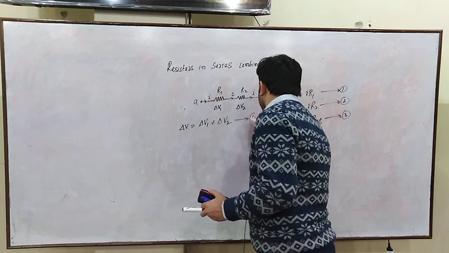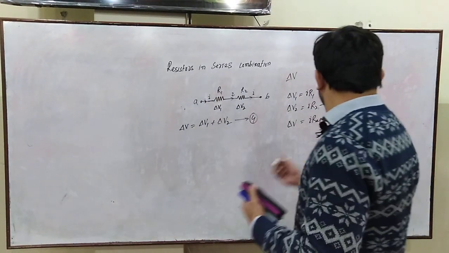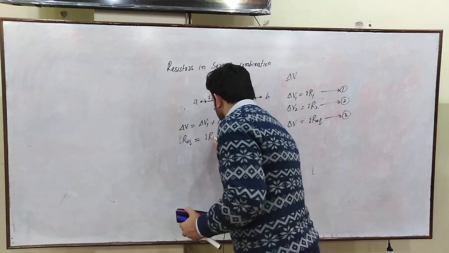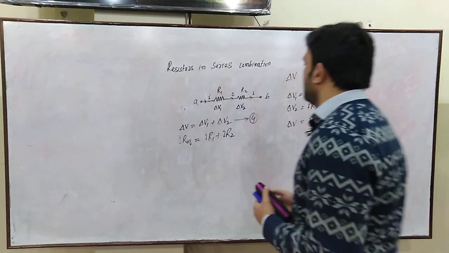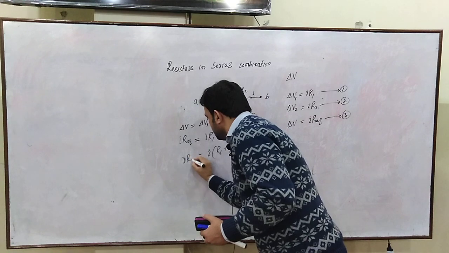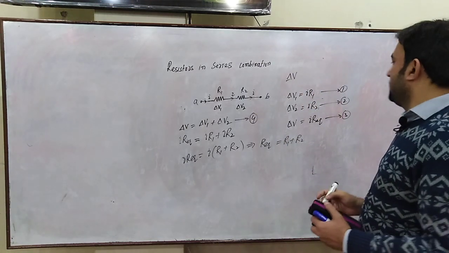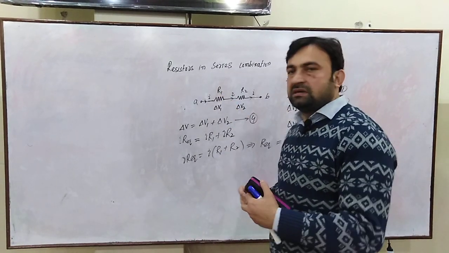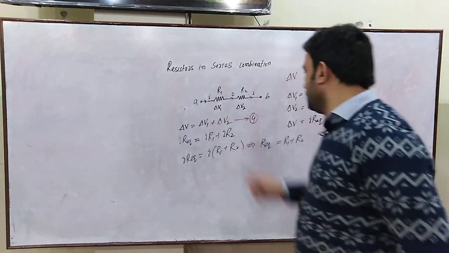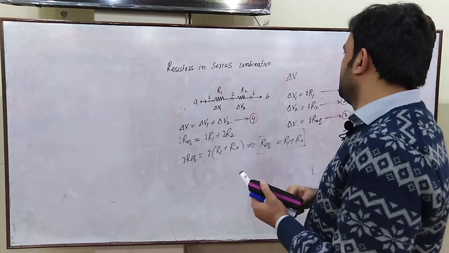Now I will plug equation 1, equation 2 and equation 3 into this equation 4. So I can take the current, which is common. By simplifying this equation, the equivalent resistance is equal to R1 plus R2. So here we can conclude that in case of series combination, the equivalent resistance is the sum of the individual resistors in that circuit. This is the equivalent resistance, which is the sum of the resistors R1 and R2 in series combination.